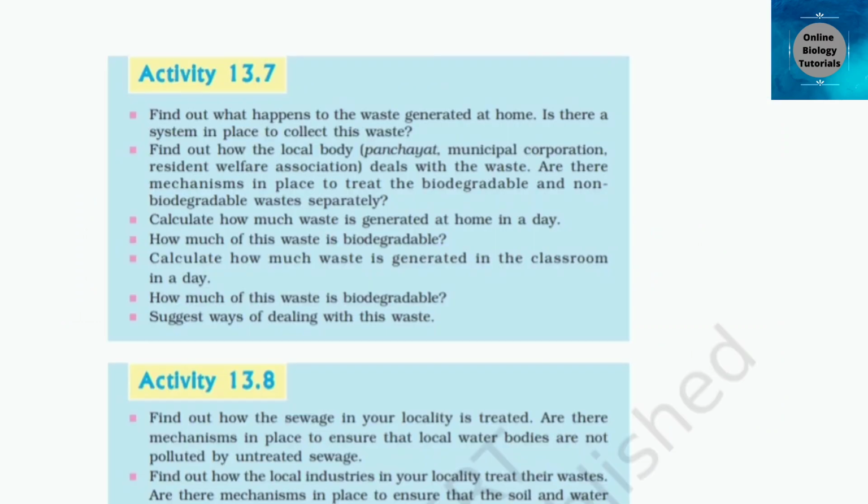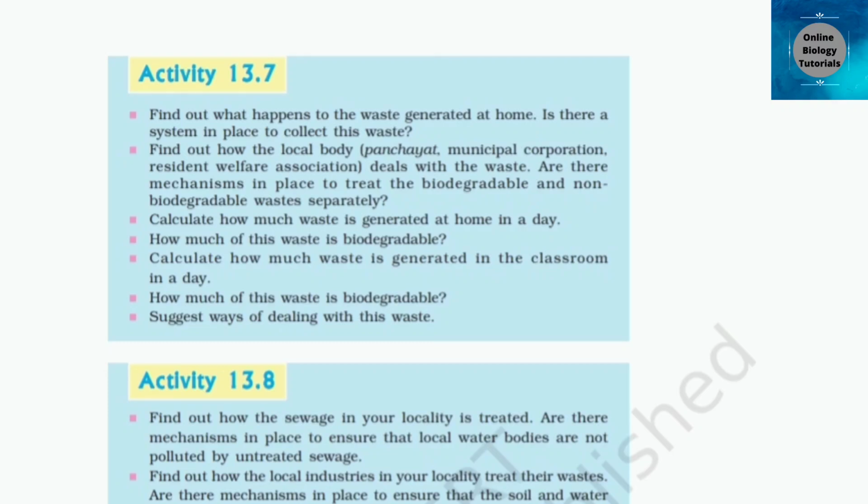Activity 13.7. Find out what happens to the waste generated at home. Is there a system in place to collect this waste? And find out how the local body, panchayat, municipal corporation, or resident welfare association deals with the waste. Are there mechanisms in place to treat the biodegradable and non-biodegradable waste separately?